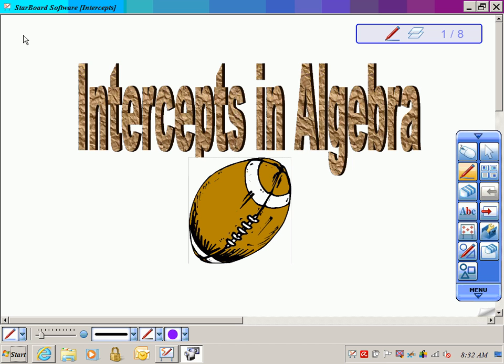We're going to go over intercepts in algebra. So yesterday we worked on putting everything in standard form, right, and getting the A, B, and C. The reason we do that is because there's a shortcut to graphing. When it's in standard form, we can use intercepts.